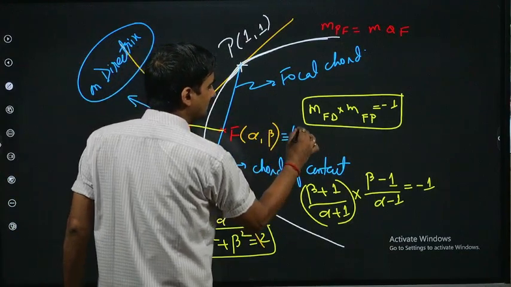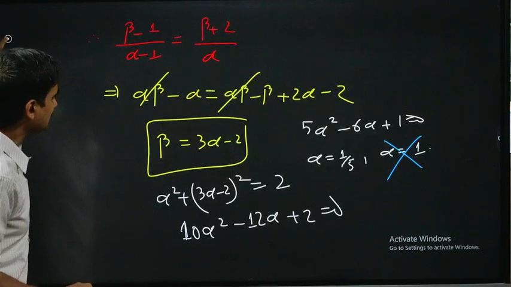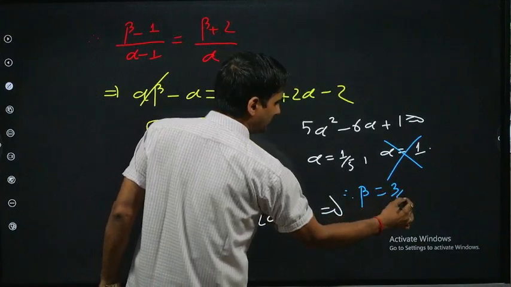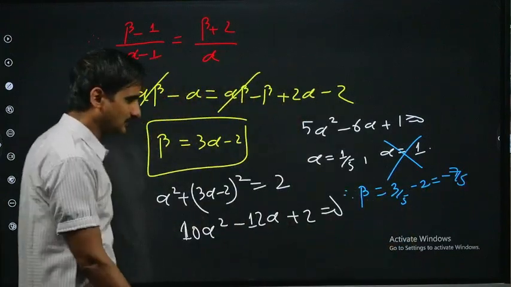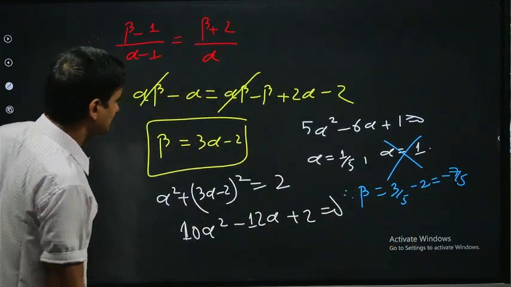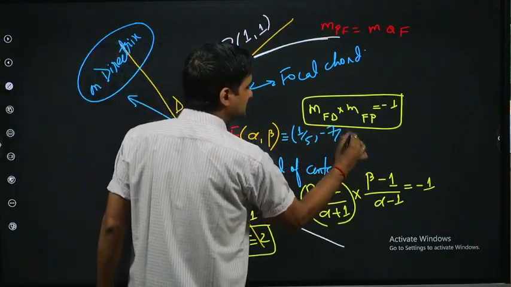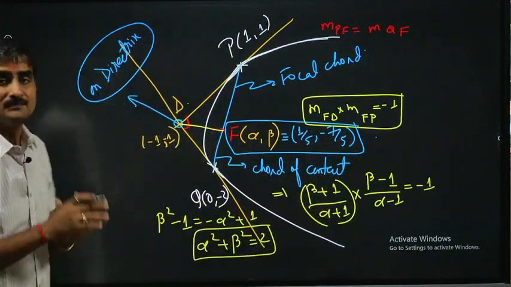So focus is 1 by 5, and then we have beta. So we can get beta. Therefore beta is 3 by 5 minus 2. It's minus 7 by 5. Let me check it quickly again. 3 by 5 minus 2 is minus 7 by 5. Okay, so minus 7 by 5. Hence we got the first result, the focus of this parabola.